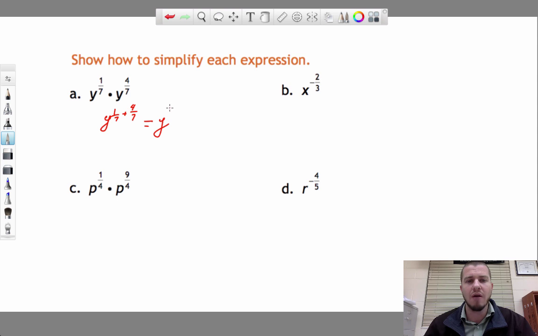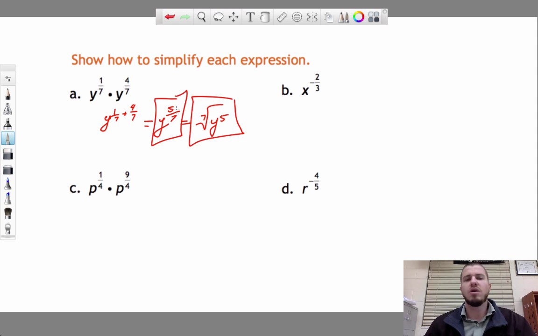So this becomes y raised to the 5 over 7, which you could also write in radical form, which would be the 7th root of y to the 5th. You can leave it in exponential form, but you could also change it to radical form.